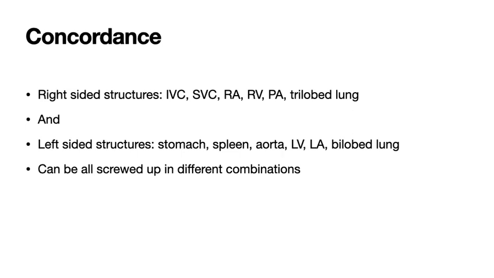All right. So actually, what are the right-sided structures while we're at it here? Well, right-sided structures include the IVC, the SVC, the right atrium, the right ventricle, and the pulmonary artery. The other thing that you might not know is the right lung in all of us is trilobed. It has an upper, middle, and lower lobe to it.